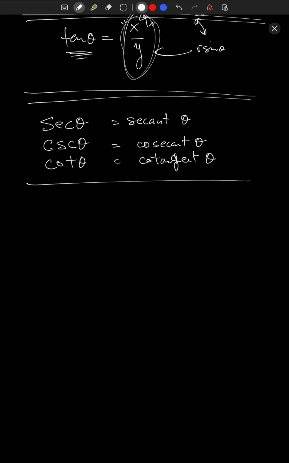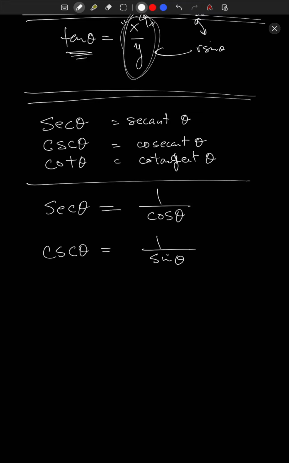Well, luckily for us, they're defined directly from the sines and cosines. All right, so secant theta is 1 over cosine theta. That's it. Cosecant theta is 1 over sine theta. And now you can probably guess cotangent theta is 1 over tangent theta. So these other three are just 1 over each of the core three trig functions.